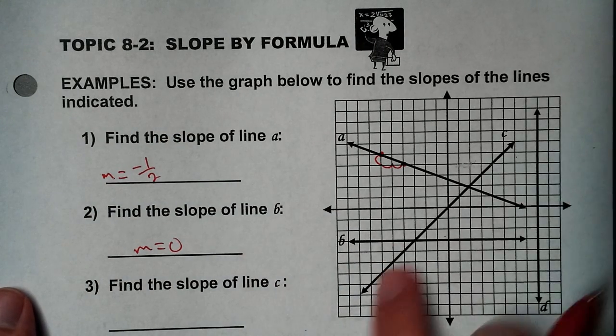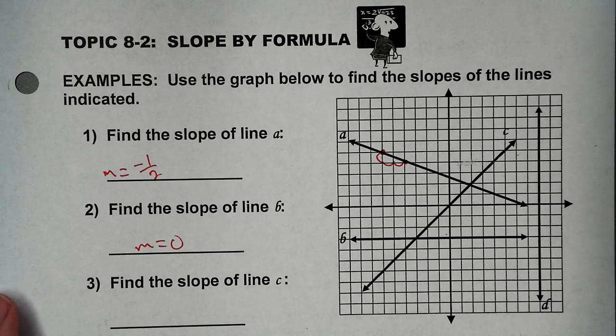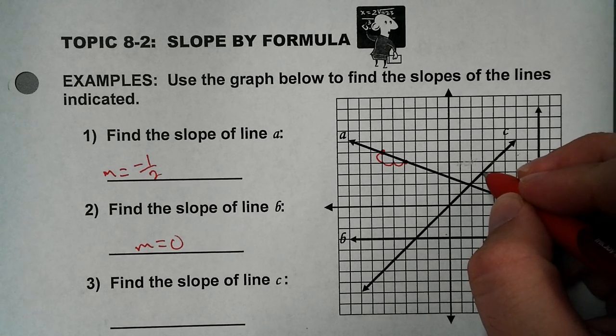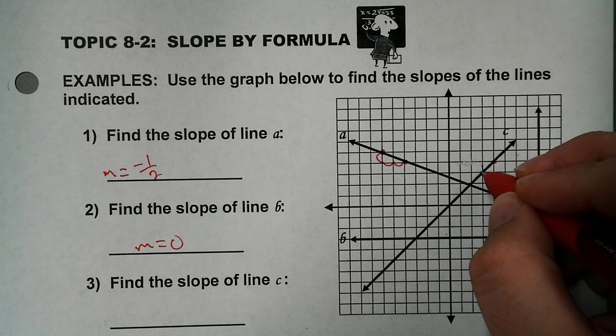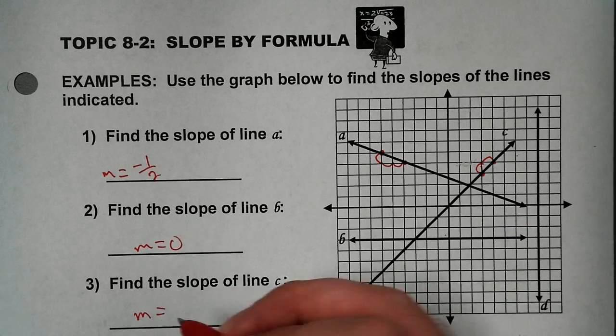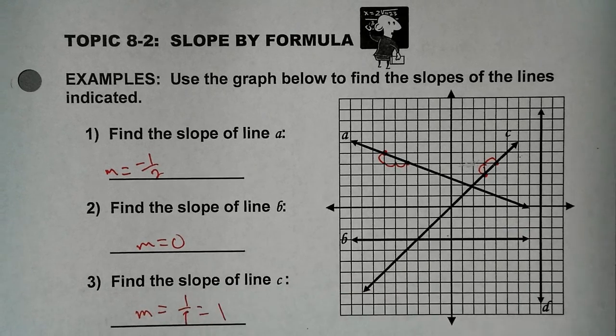The slope of line C. Well, C is this line up here. It's going diagonal to the right. Remember, it's going to be a positive slope, so now let's just see where they cross. I've got one here and one there. So up 1 over 1, so that's going to be a slope of 1 over 1, which would reduce down to just a slope of 1.